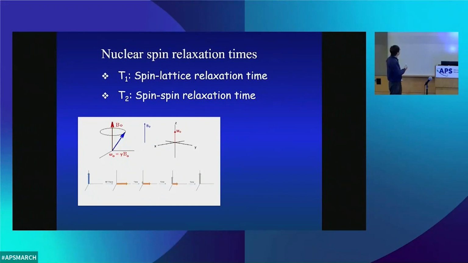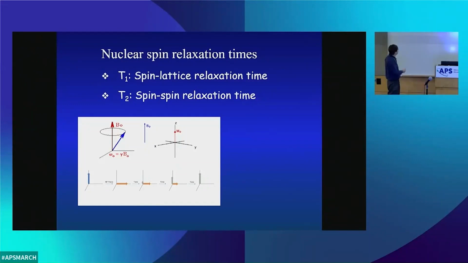We know that the nuclear spin will precess around the local magnetic field at the Larmor frequency. If you look at the ensemble of the system at thermal equilibrium, the nuclear spins will give you a net magnetic moment along the z-axis, which is the direction of the magnetic field, and there's no nuclear magnetization in the transverse plane, the XY plane.